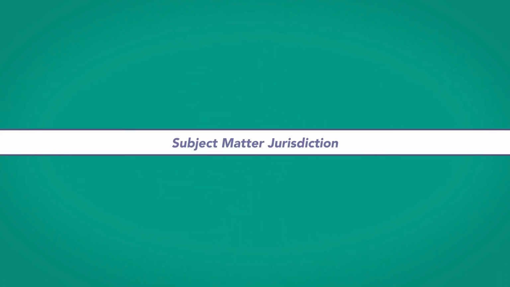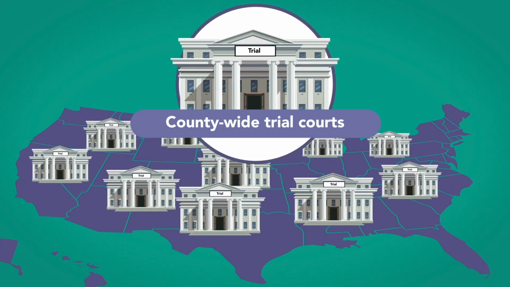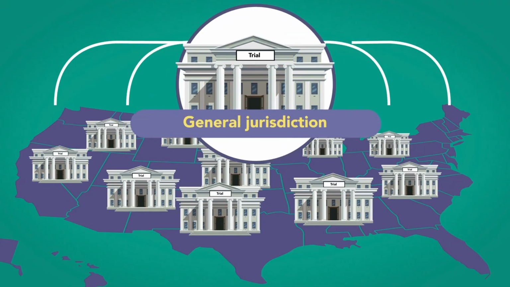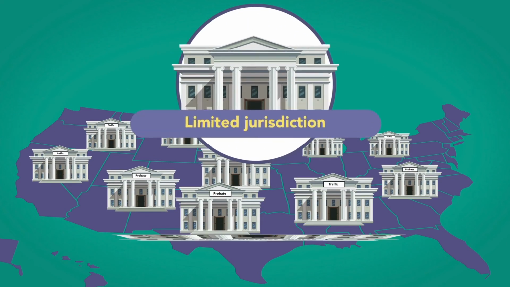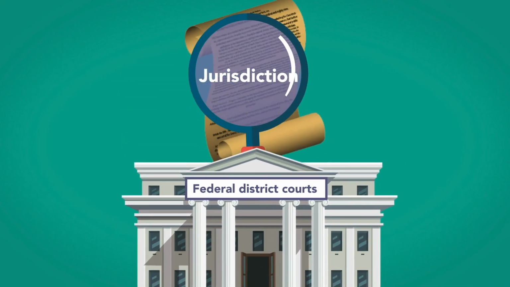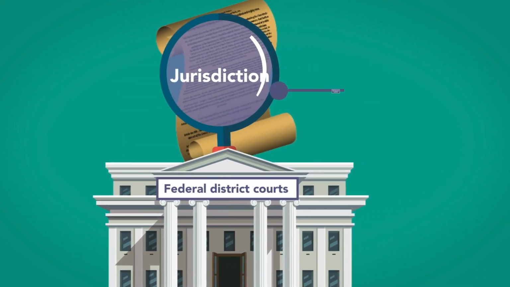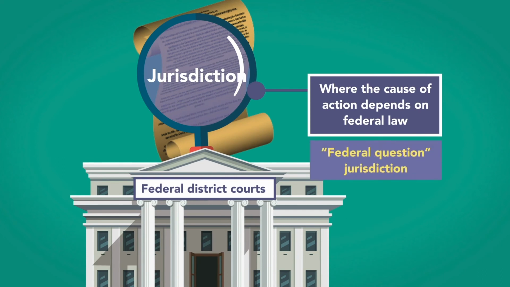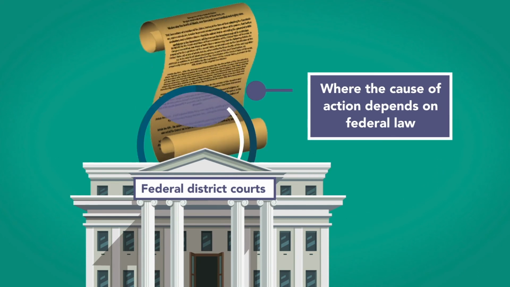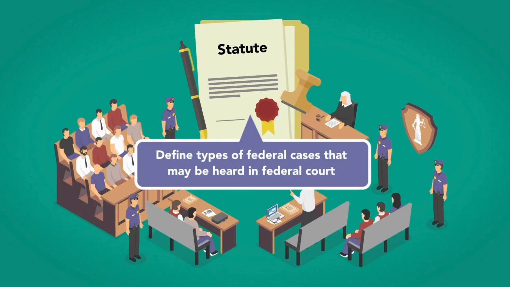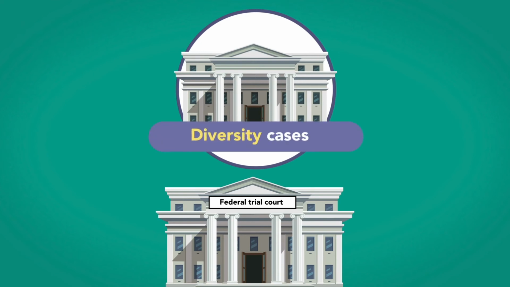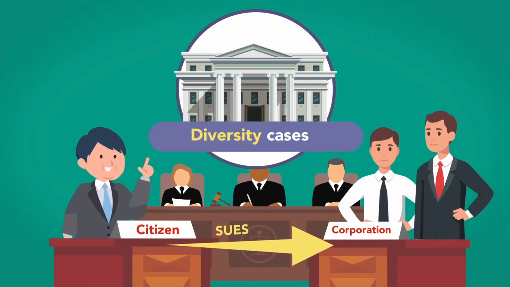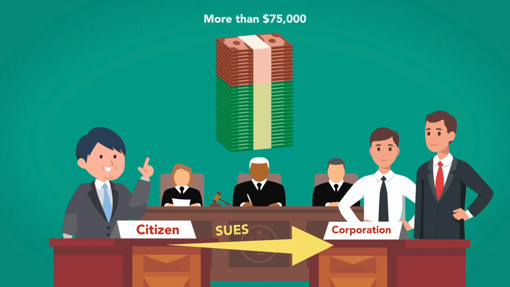Subject matter jurisdiction. Some state courts, like county-wide trial courts, are courts of general jurisdiction, while others, like traffic and probate courts, are of limited jurisdiction. Federal district courts have jurisdiction that is limited to 2 categories of cases. The first is where the cause of action depends on federal law. This is called federal question jurisdiction. Many federal statutes define types of federal cases that may be heard in federal court. Federal trial courts also have jurisdiction in diversity cases, where a citizen or a corporation of one state sues a citizen or a corporation of a different state, and the amount in controversy is more than $75,000.